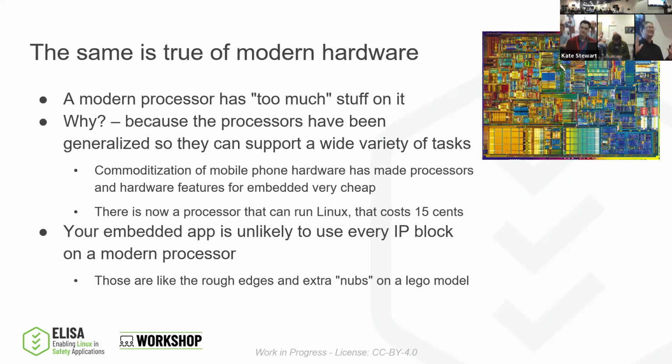And it's crazy. This commoditization of hardware has just lowered the price, even for these super powerful processors. You could now find a processor that runs Linux that only costs 15 cents. Okay, that's insane. But when you look at how that applies to the embedded world, your embedded app is unlikely to use every IP block that's on the chip, right? And so there's a lot of waste. Well, unused capacity, I guess, is a better way to put that. And that's kind of similar to those rough edges or those nubs you might see on a Lego model.